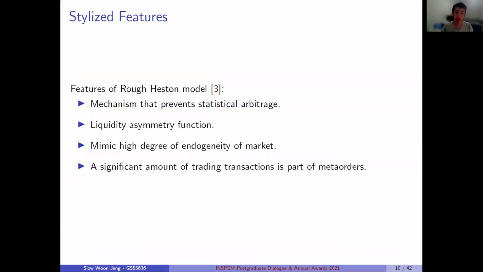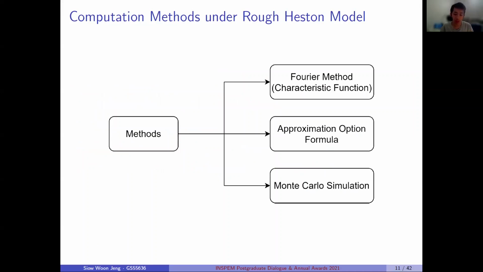So there are several features of the rough Heston model. The first one is that it has a mechanism that prevents statistical arbitrage. The second one is liquidity as a metric function. The third one is that it can mimic the high degree of endogeneity of the market. And as for the last one, it can replicate the effect such that a significant amount of trading transaction is part of the meta orders. So there are several methods to compute option price under the rough Heston model.